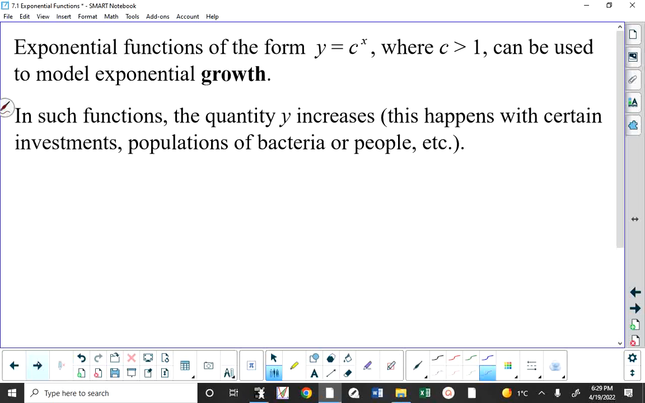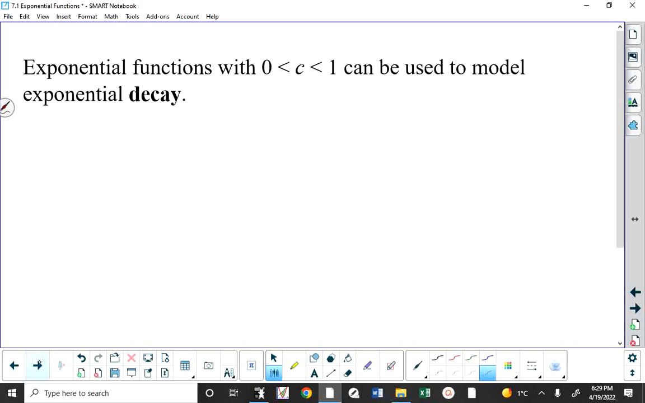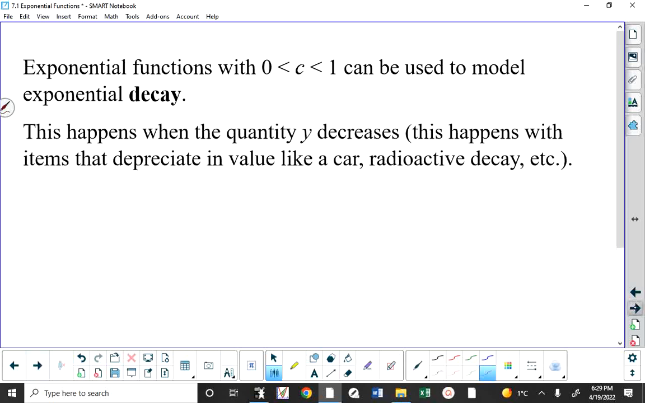So this could be investments, where values of investments increase, or populations of bacteria or people can increase. On the other hand, when you have an exponential function that is decreasing, which means c is less than 1 but bigger than 0, we can call that exponential decay. And this happens with things like you buy a car and every year that goes by it's worth less and less, or radioactive decay, and I know some of you took Physics 30 already, so you're familiar with that idea.